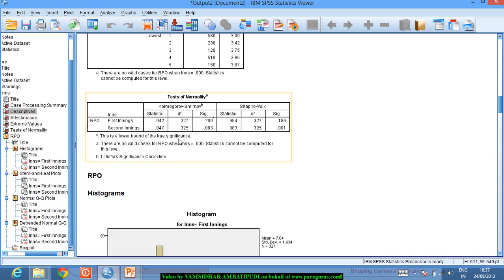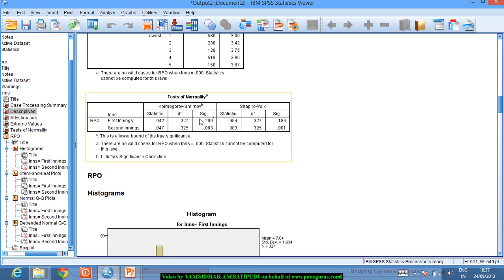So when I go back to the data to look at it, in the first innings, the significance level, there are again two mechanisms which SPSS uses to test this normality. One is called the Kolmogorov-Smirnov test. The other is called the Shapiro-Wilk test. And both these tests go with the simple understanding that, even if I don't know how I have calculated all these things, it is straightforward for us.